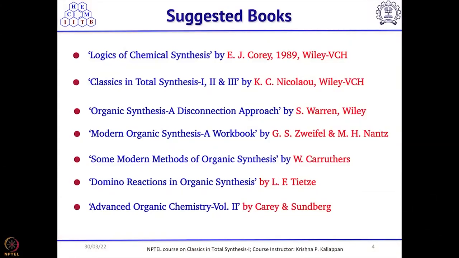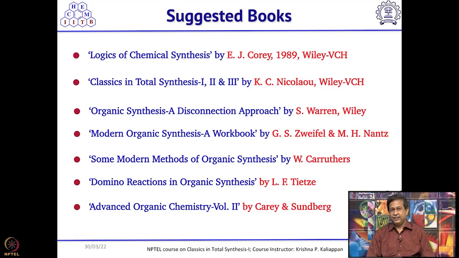If you want to read more books regarding this course, I will suggest at least the first four books. The first one is written by the Nobel laureate Professor Elias Corey, which came out long back in 1989. Then there are three interesting books on total synthesis written by Nicolaou and co-workers. They are considered excellent books for total synthesis. They are called Classics in Total Synthesis, Volume 1, Volume 2 and Volume 3.